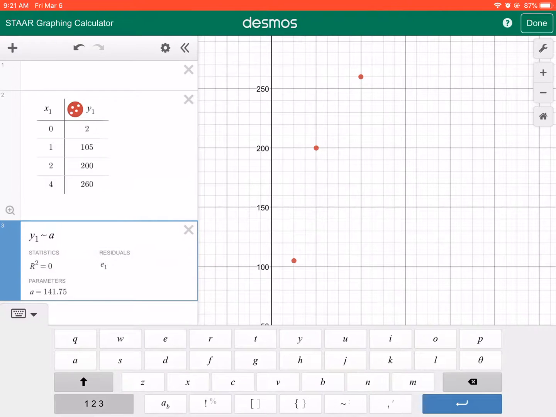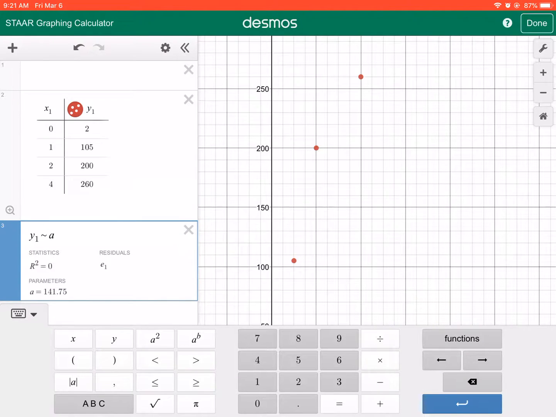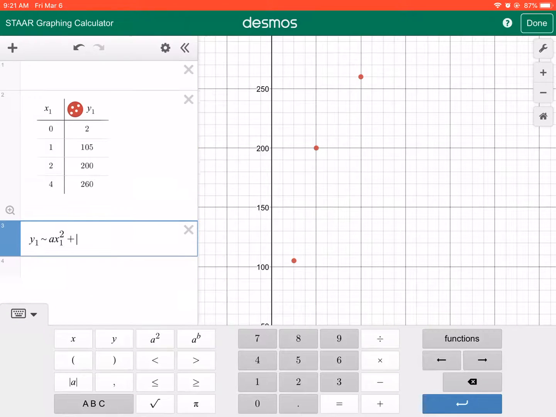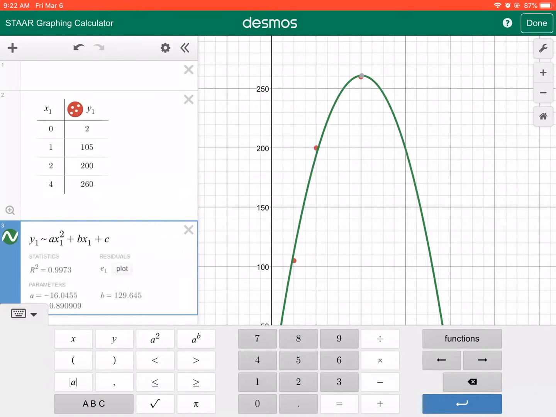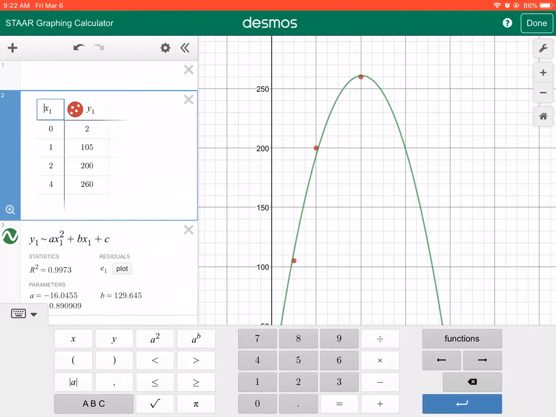And the formula for a quadratic is a x1 squared plus b x1 plus c. Oh, and that doesn't work because I forgot my 1. The ones on there are going to talk back to your table. Your table says x1 and y1, so your formula needs to say x1 and y1.